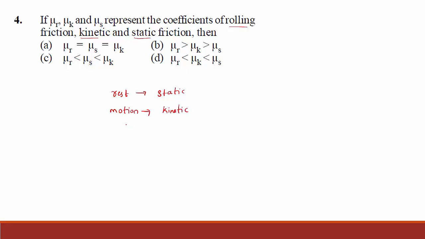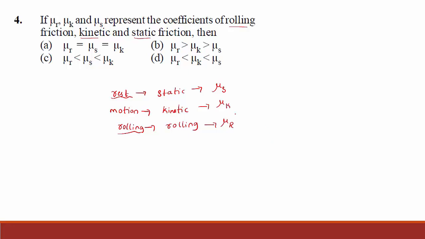And then when the object is rolling, then we can call it rolling friction. There are three types of friction: static, kinetic and rolling. Here for static friction, we can write the coefficient of static friction is denoted by mu s, for kinetic mu k, for rolling mu r. So here friction is very negligible, very less for rolling, and very high for static friction. When the object is at rest, static friction is greater.